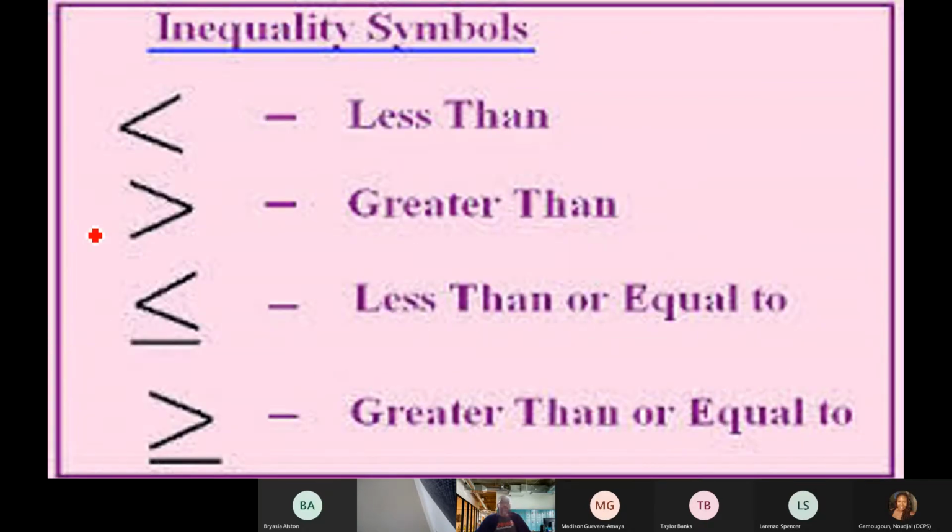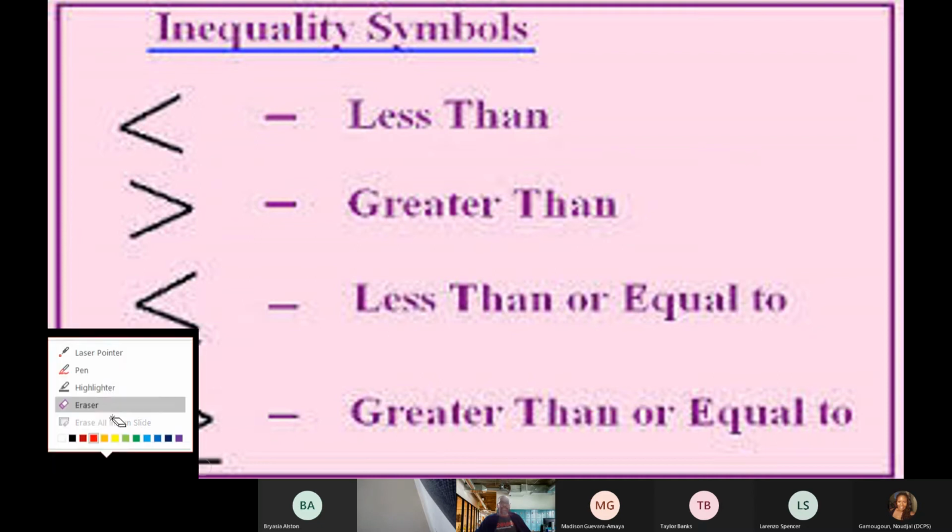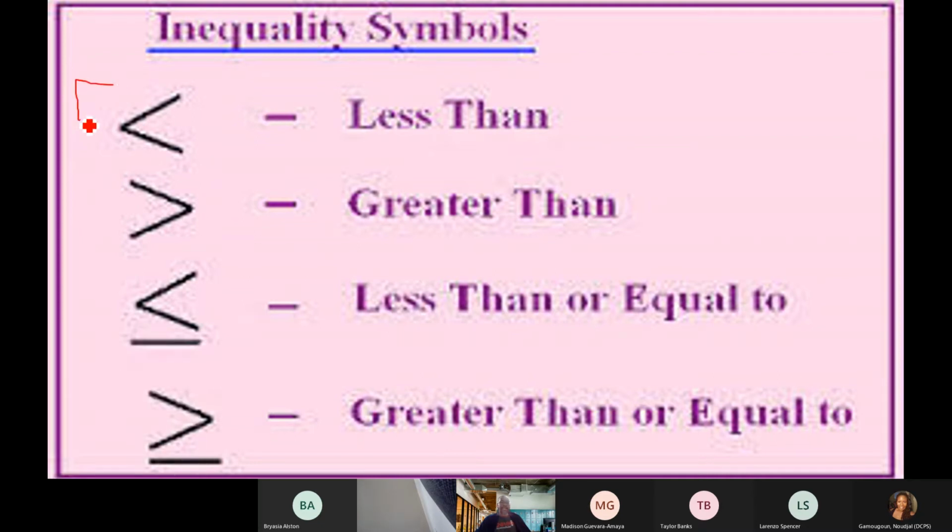So if I'm here and I have x, what's a value that will make this inequality true? Oh, wait, no. When I did this the first time, I didn't use x. I used 5. So 5 is less than what? What are some numbers that 5 is less than to make this inequality true? So we have 5 is less than 6. True. 5 is less than 6. So therefore, this is a true inequality.